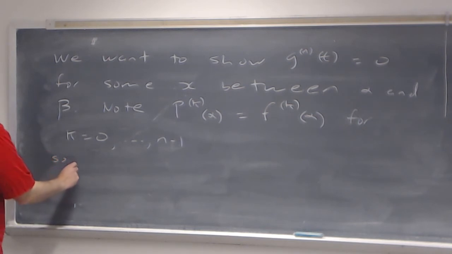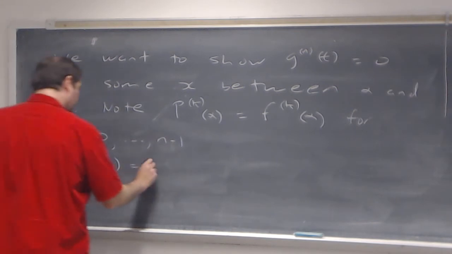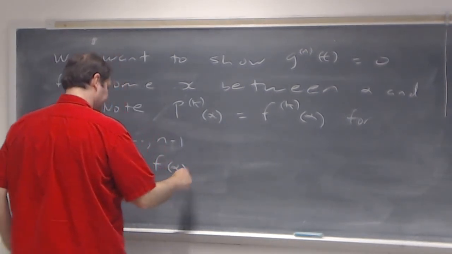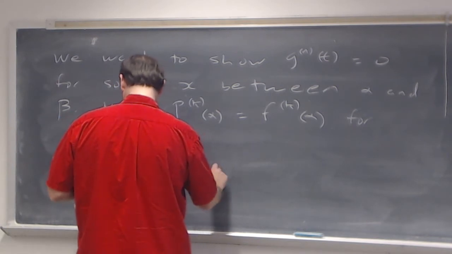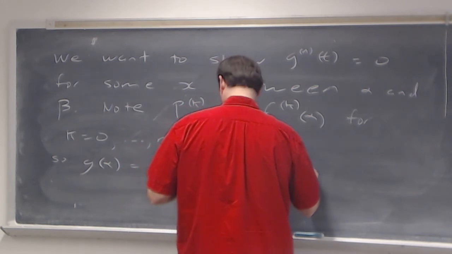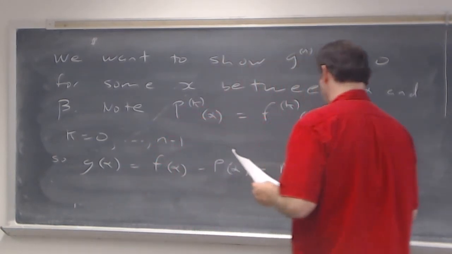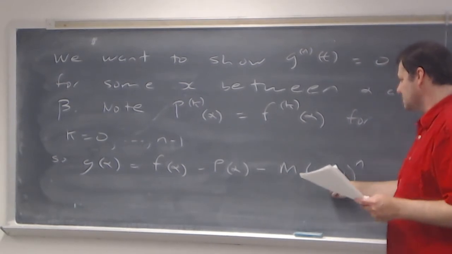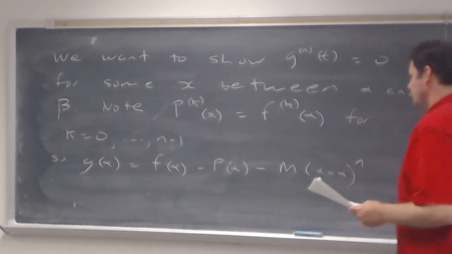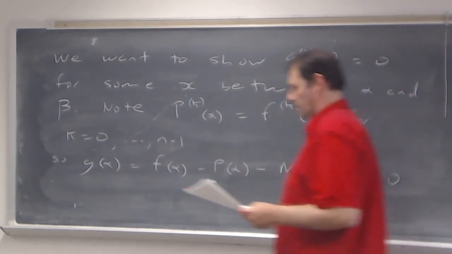So here's another thing: g of alpha itself will be equal to f of alpha, by the definition of g of t. It's f of alpha minus p of alpha minus m times alpha minus alpha raised to the n. Okay, so this is 0. These two are the same based on what we've said here, and so you get 0.